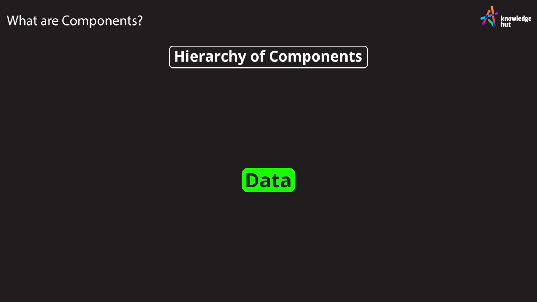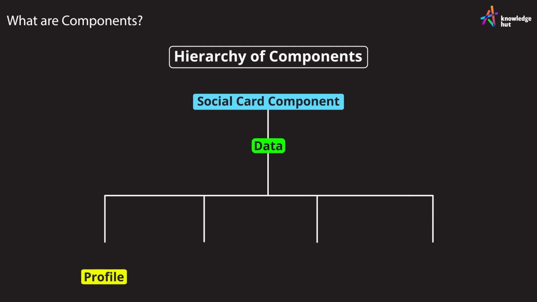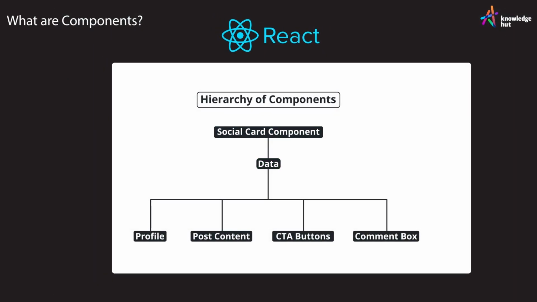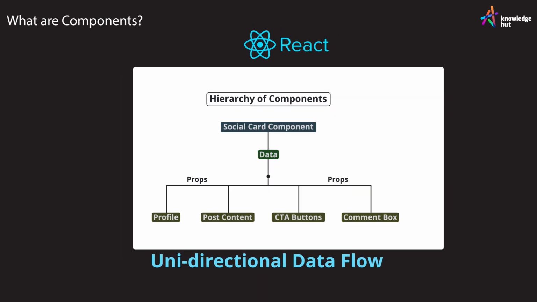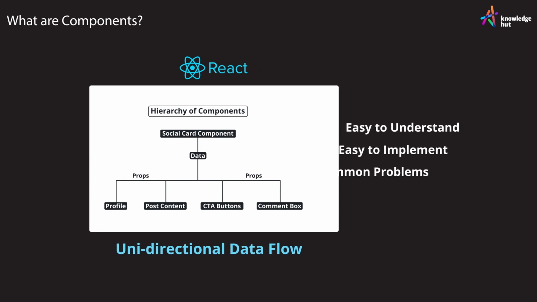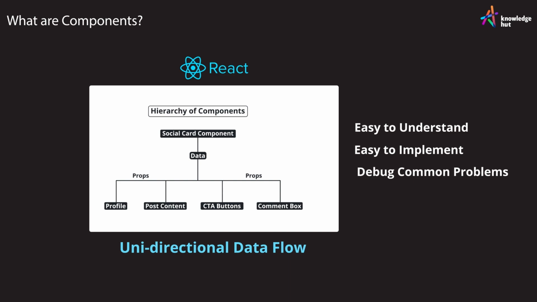If we look at the hierarchy of components, then you'd get something like this. The actual data comes through the top level social card component and gets passed down in a one-way data flow to all the child components. React's one-way or unidirectional data flow order simply means that a parent component will pass down data to nested child components, typically using props, which act like inlets into a component. This unidirectional data flow order makes it easy to understand, implement, and debug common problems because we can easily recognize data sources and the flow.